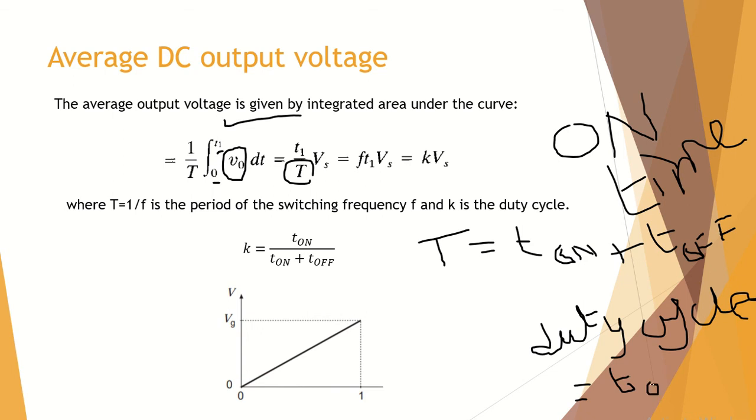T on divided by total time period. So that is our K, or that is our duty cycle. So it becomes KVS. So if you vary the duty cycle, you can vary the output voltage, or if you vary the T on time, you can vary the output voltage.